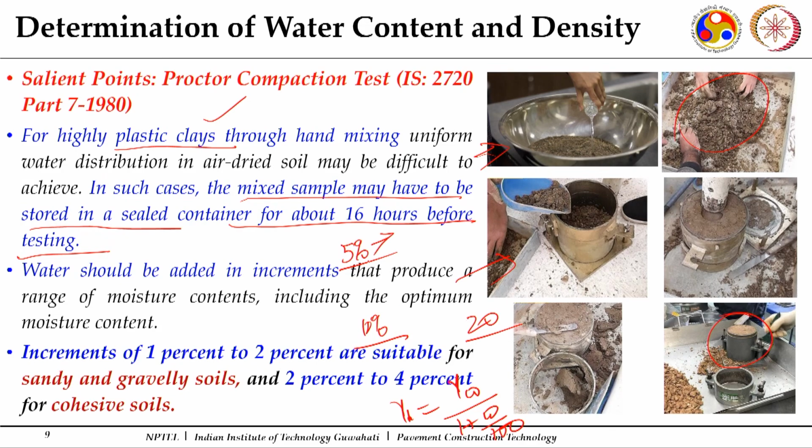Now what increments will I go with? I will go with increments of either 1 to 2% in case of sandy and gravelly soil. So next maybe say 7% or 6%. And in case of the clay soil, because it may go to higher values, I will go for say 10 to 12%. So here I can go for 1% increment in water level, and in clay I can preferably go for 2% increment in the water level.